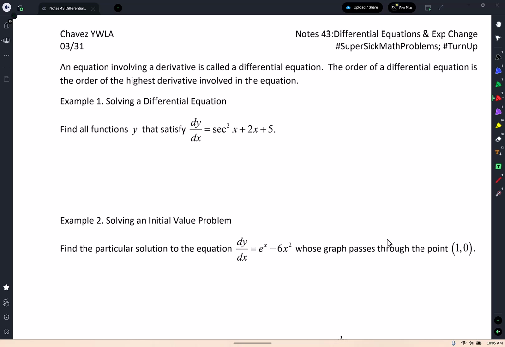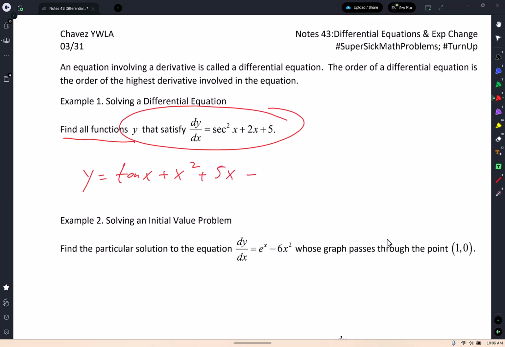Here we go. So this is what you're used to. You've done plenty of these. They're not too extreme. Those are pretty basic, right? So they're telling you what the derivative is. The dy/dx is secant squared x plus 2x plus 5. And it says find all functions y. You've done this many times. So this is y equals, and you're just doing antiderivative. Antiderivative of secant squared is tan x. Antiderivative of 2x is x squared. Antiderivative of 5 is 5x, and then you write plus C for some constant C.